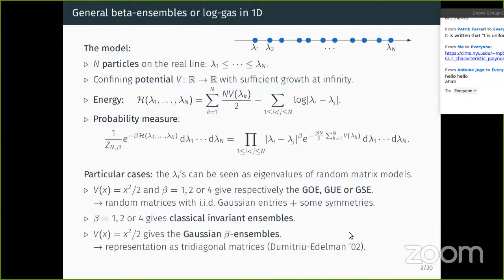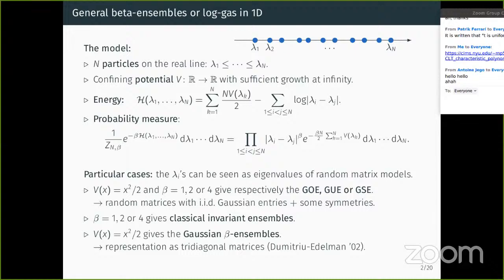And finally, another way to change this is to take the quadratic potential, but let beta be any positive number. In that case, we find the Gaussian beta ensembles. These can also be seen as random matrices, represented as tridiagonal matrices, so matrices that have non-zero entries only on the three central diagonals. In full generality, you cannot see the lambdas as eigenvalues of a random matrix.